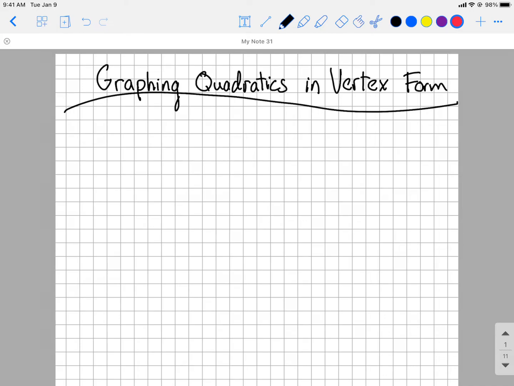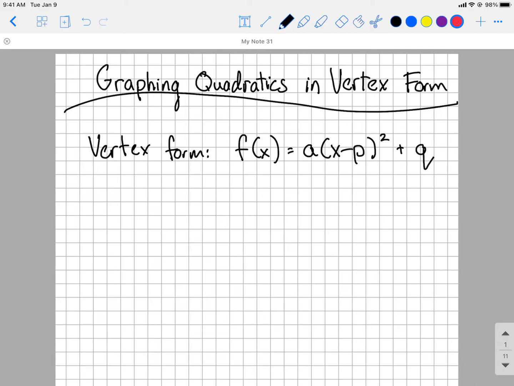Quick recap, vertex form is f of x, or y if you prefer, equals a times x minus p squared plus q. And each of those three parameters, if you remember correctly, all had some sort of effect on our graph. So we have a, p, and q. And if we look at each of them, a did two things. It controls the width, so it determined whether our graph was skinny or wide, and it also controlled the direction of opening, so it decided whether our graph opened upwards or downwards.